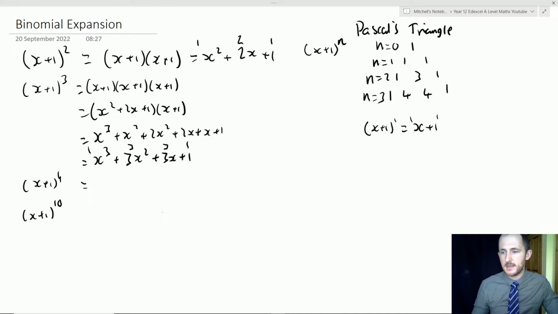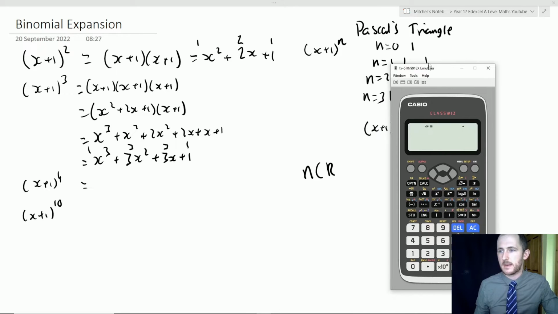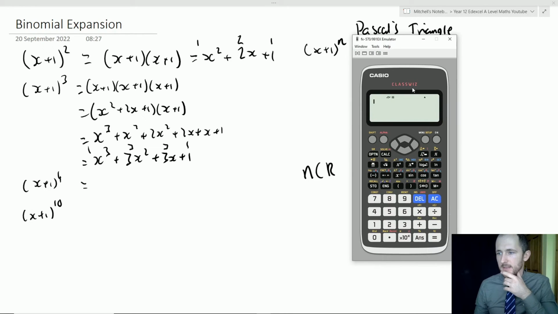Okay? And there is a button on your calculator that says nCr. Now, if you have the Casio calculator, which is recommended that you use, which is the FX-991EX, which is this calculator here, can you see the button? It's actually above the divide sign where it says nCr. To get it, you have to press Shift and then the nCr button. Now this button does something very, very interesting.